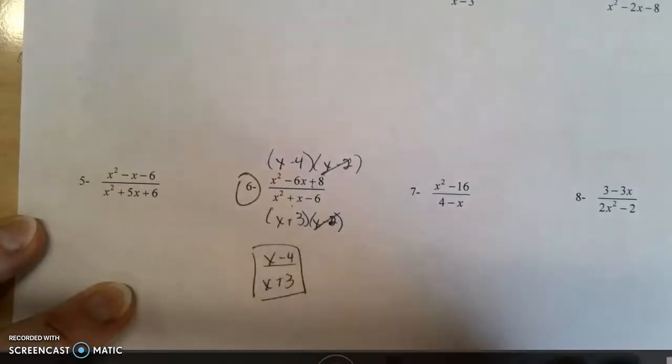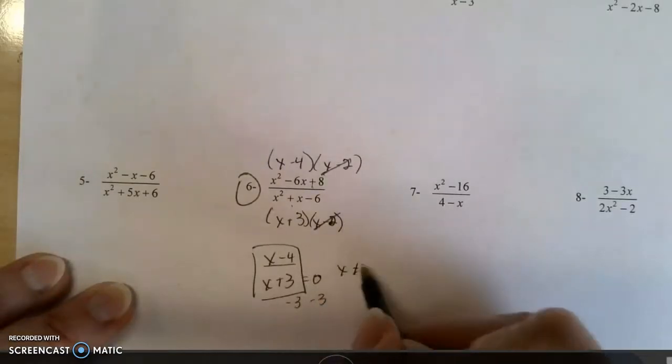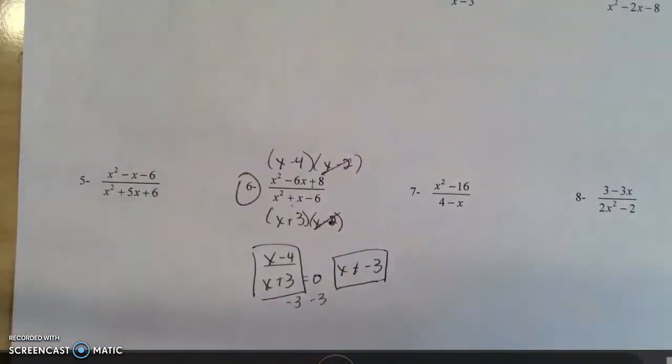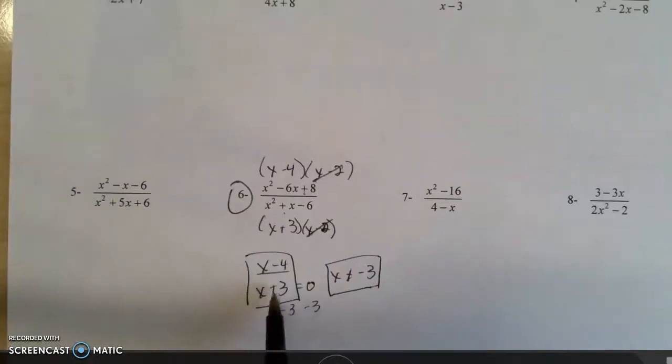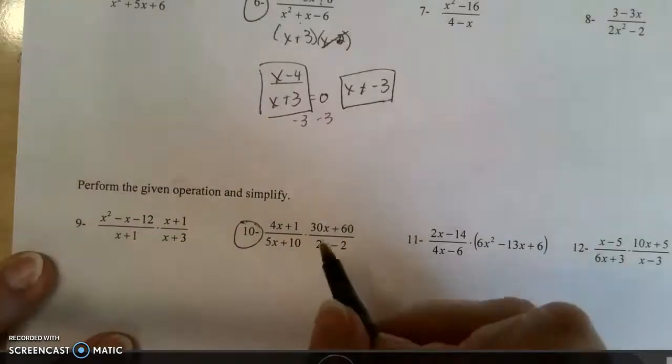There it is, simplified. Setting my denominator equal to 0, excluded values would be negative 3. Okay, and you're probably getting to where you can find your excluded values now faster. Okay, let's review it times.